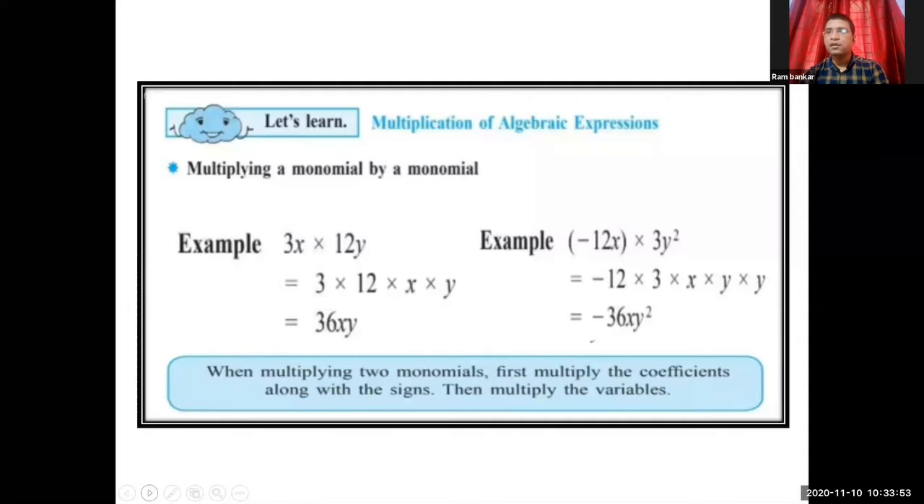Look at the right hand side. In the same way, the minus sign is written with 12. Minus 12 into 3, 12 threes are 36, and y square is there. Y square means y into y. And the variable x is given there. So x into y square is given in the second step. So minus 36xy square is the answer. Look at the next slide.